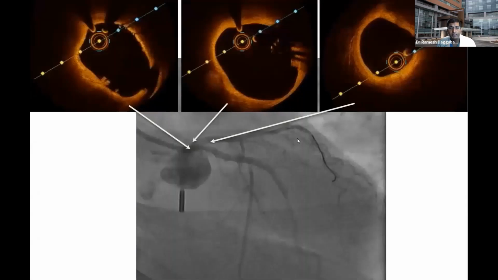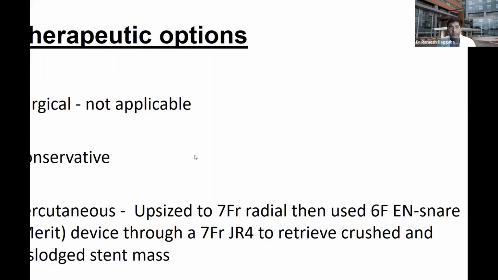So we wired the LAD as well, and looked to see if there were any problems with the left main. There may be a small dissection, not very clear, but most of the left main looked okay, except at the distal left main at the ostium of the circumflex. So here, surgery is not an option because the patient is an out-of-hospital cardiac arrest, and conservative management is probably also an option.